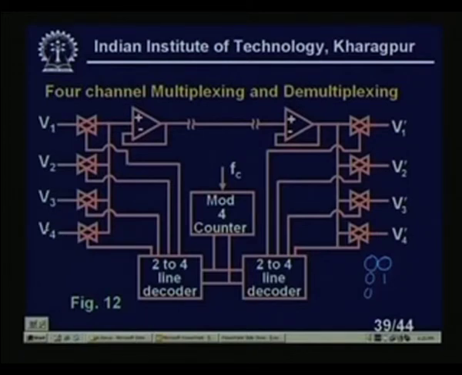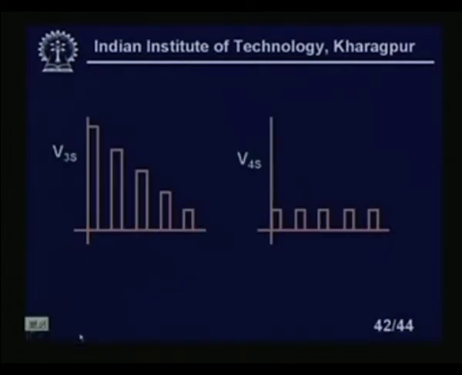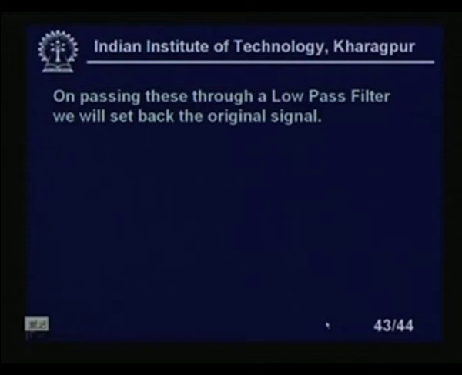So this is the advantage of our multiplexing. You see here, if I pass this signal through a low pass filter, obviously I will get the original signal. Now on passing this through a low pass filter, we will get back the original signals, okay, that is quite obvious that I can get the original signal.